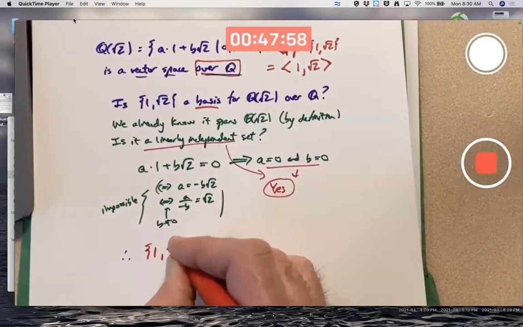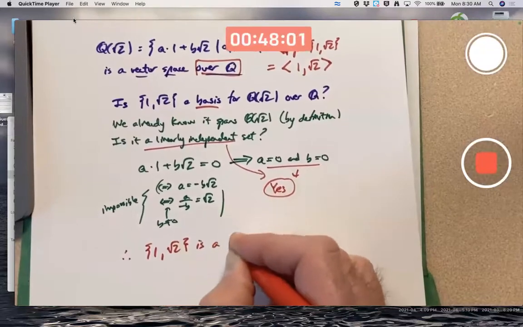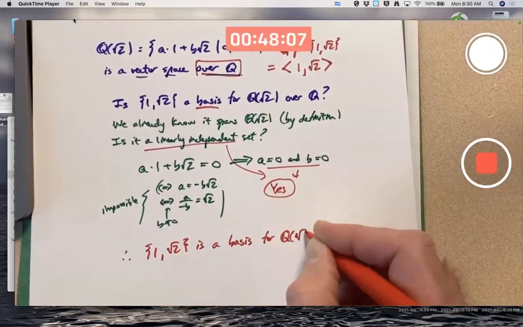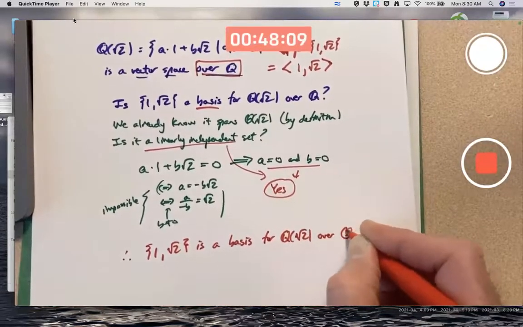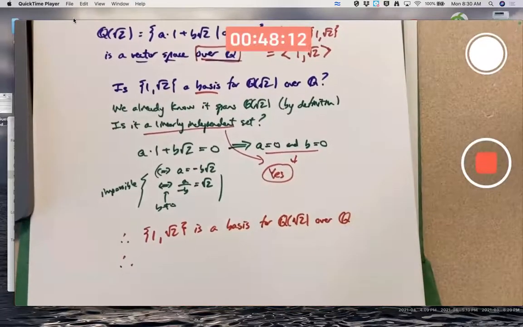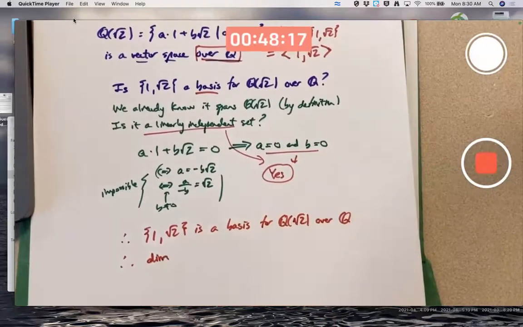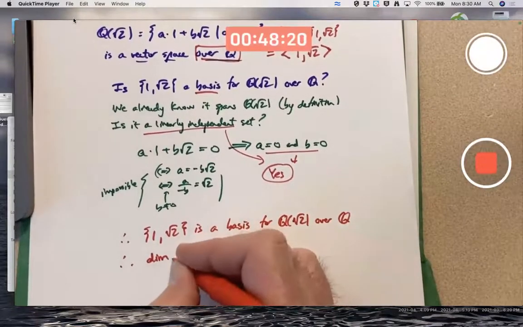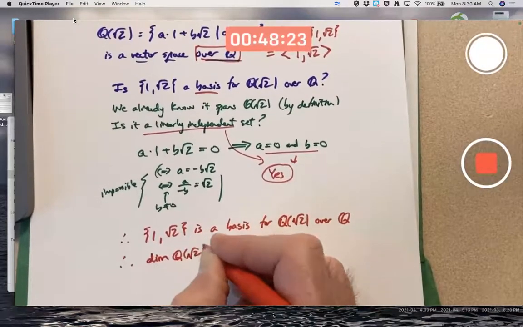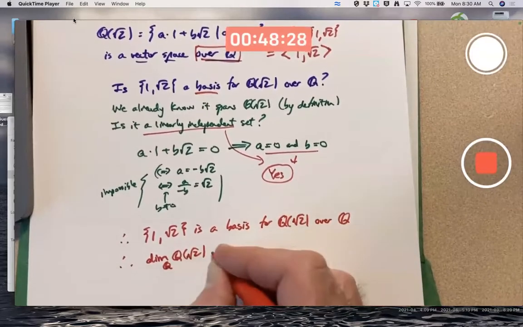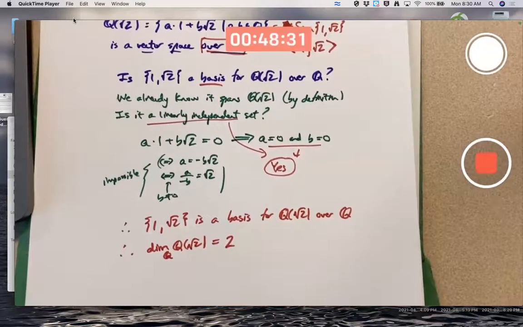Therefore, this two-element set is a basis for Q adjoin √2 over Q. And therefore, the dimension of this vector space, Q adjoin root 2 over Q, maybe we want to put a subscript of Q here, is 2 because it's got a 2-element basis. That's what dimension of a vector space is. It's the number of elements in any basis.